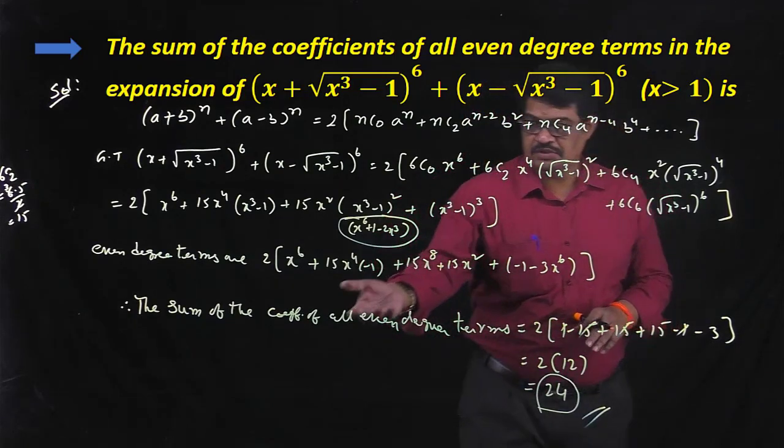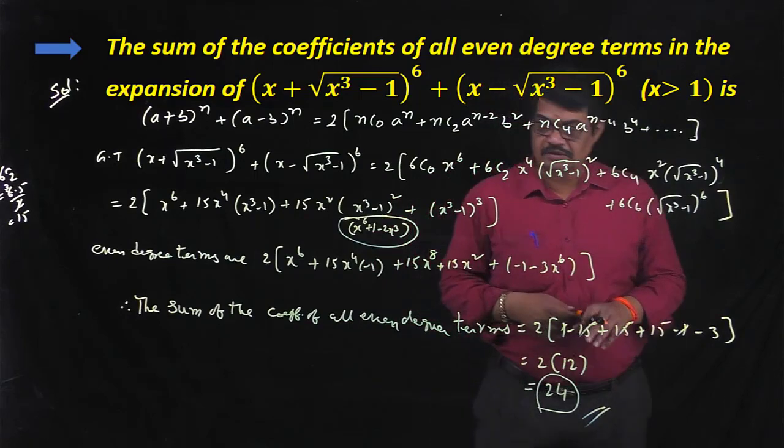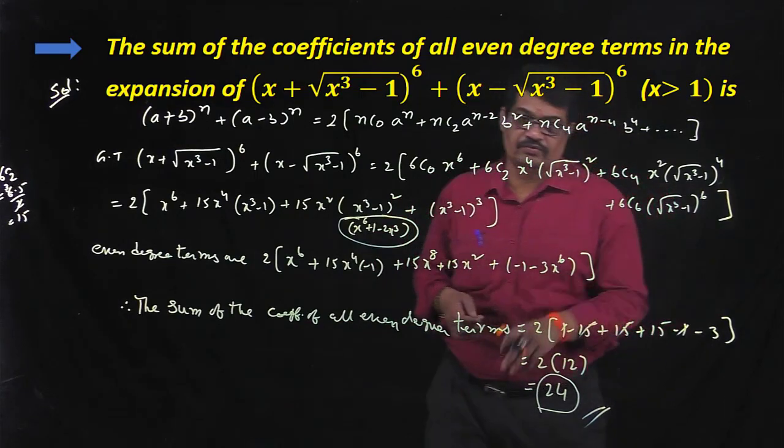Okay, so now the sum of the coefficients of all even degree terms is 24.